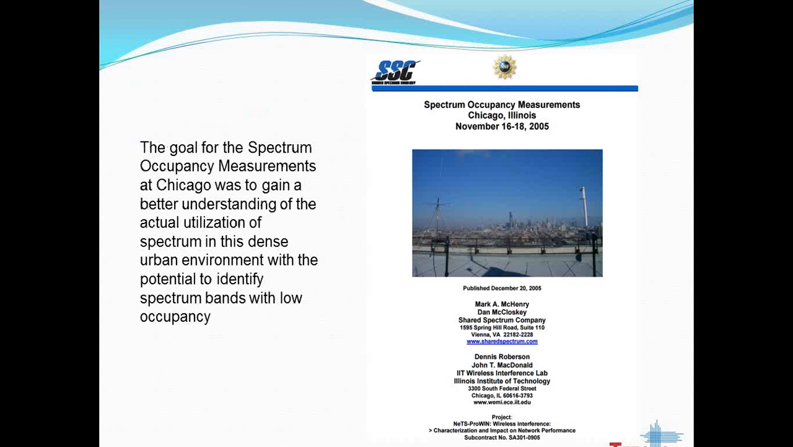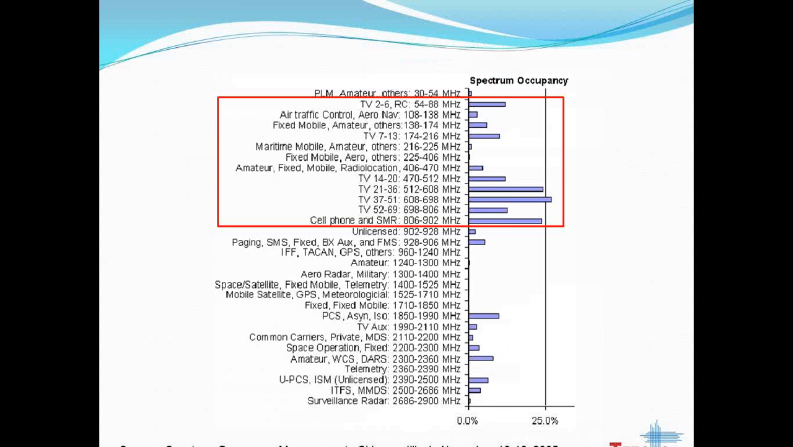Now, after this allocation of spectrum, in the year 2005, a report was published by Shared Spectrum Company and Illinois Institute of Technology. The goal of this paper was actually to gain a better understanding of the actual utilization of the spectrum and to identify the spectrum bands with low occupancy. From the report, it was noticed that even though spectrum was allocated, most of the spectrums were inefficiently used. For example, here you can see the TV bands. Hardly 25% was used.